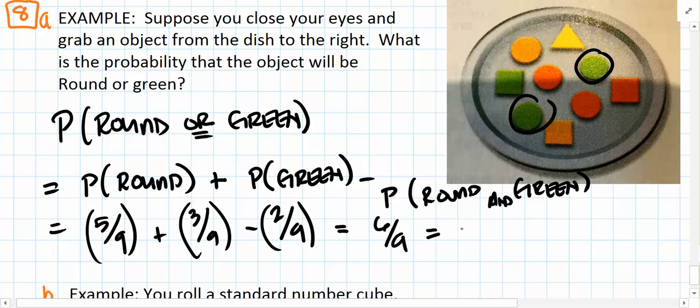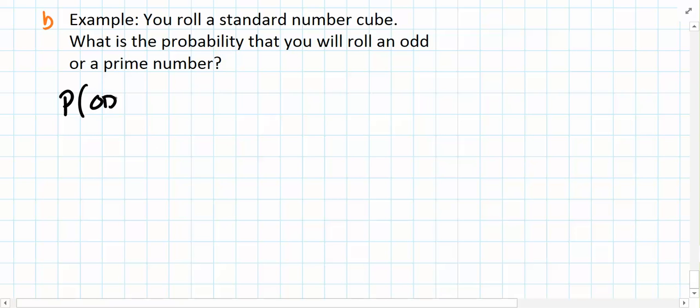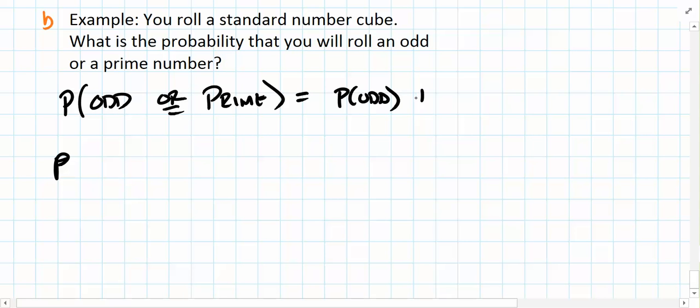All right, here we go. Let's figure out the probability of rolling odd or prime. The probability of odd or prime is going to equal the probability of odd plus the probability of prime, minus the probability of odd and prime.